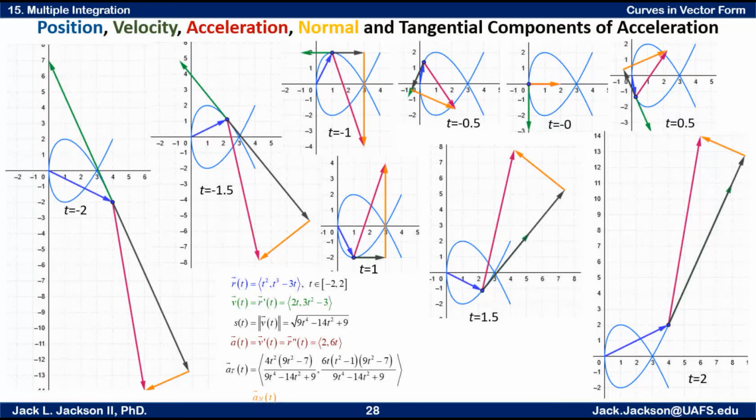That is the position vector. The green one that's pointed in the direction of the motion at all times and tangent to the curve, that's the velocity vector. The red one is the acceleration vector. Okay, and then it has two components. One is either going the same or opposite direction from the vector that is the velocity. That's going to be the tangential component, because it's tangent to the curve. And the normal component is the orange vector.